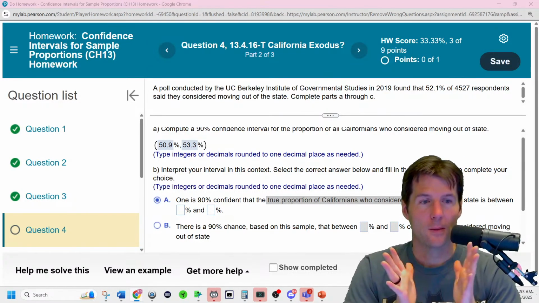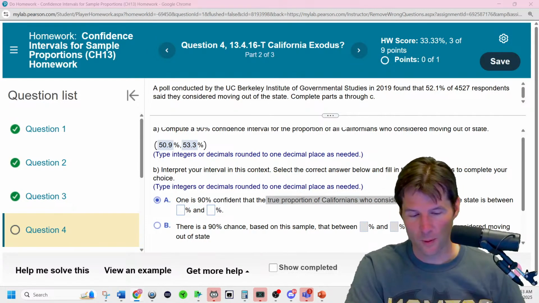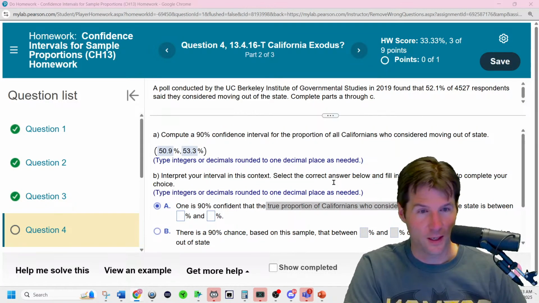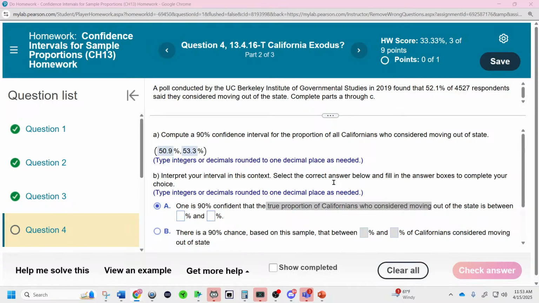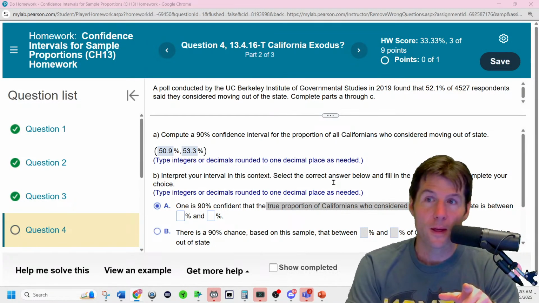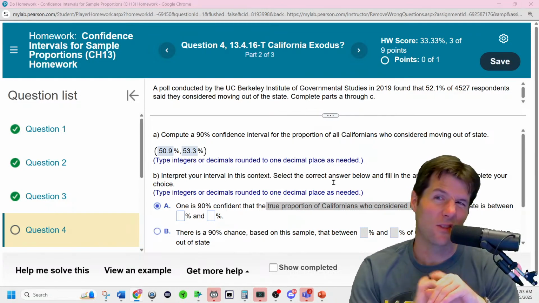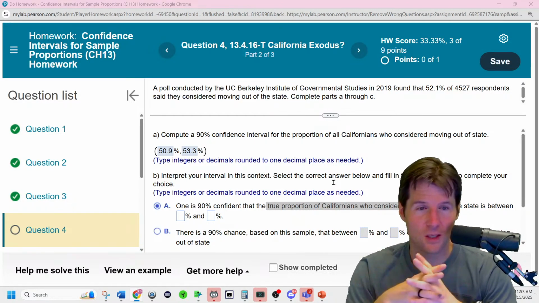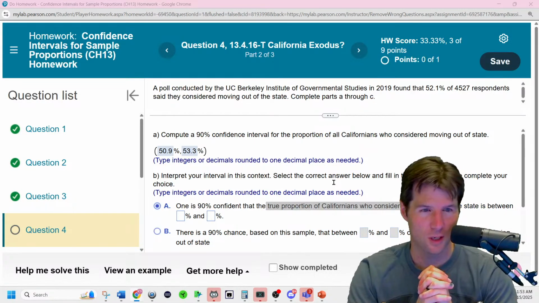I am blank percent confident. So remember what we built? We built the 90%. I am 90% confident that the true proportion. Oh, and good answers, Nancy. It'll be true right there. Not expected. Expected is kind of like predicted from models. Good answers, Nancy. It'll be true. Or population. Those are synonymous.